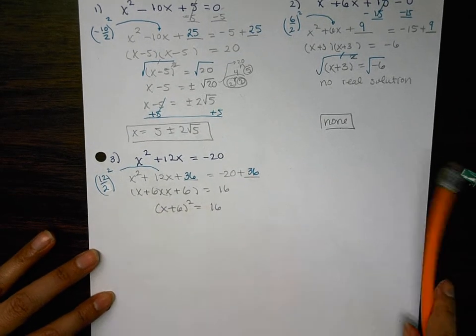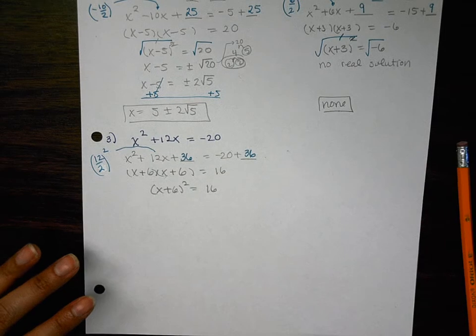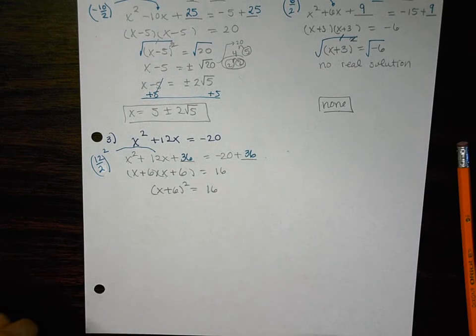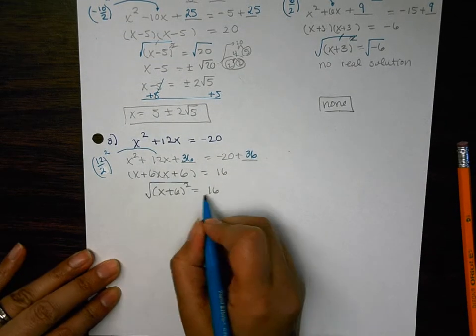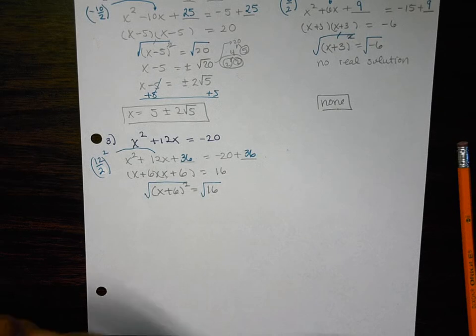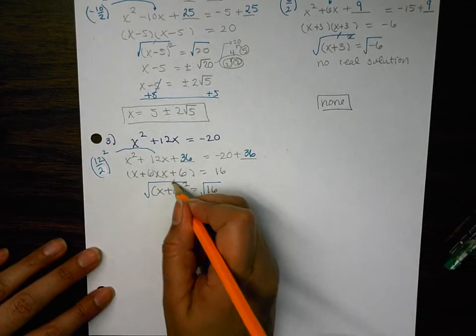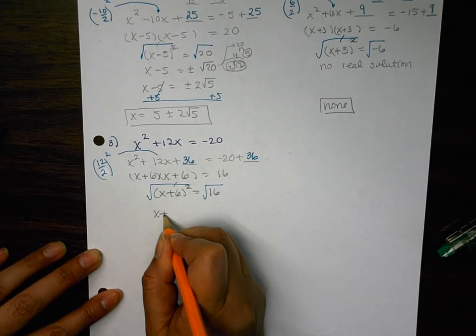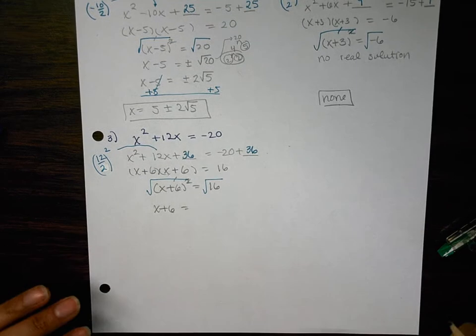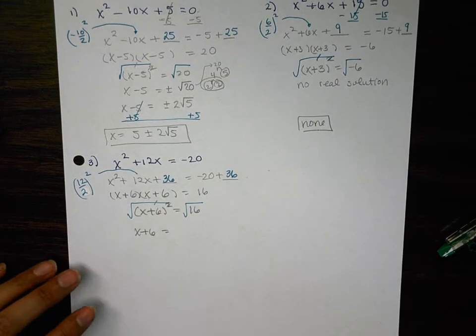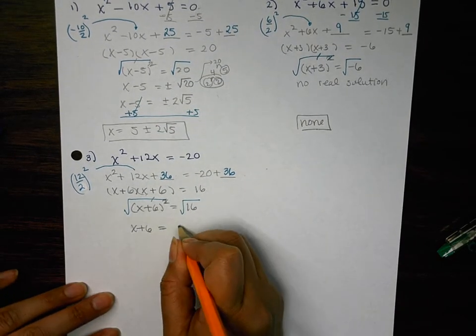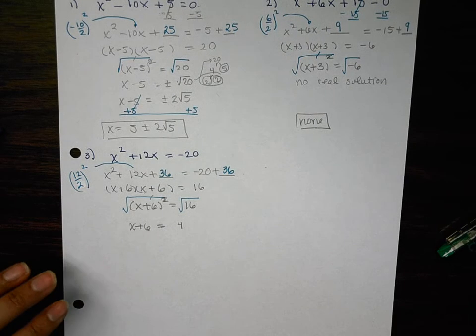Okay, quantity squared. And what do I do next? Move the 16 over, or square root both sides? Square root both sides. All right, square roots and squareds undo each other, leaving behind x plus 6 equals, is 16 a perfect square? So 4.